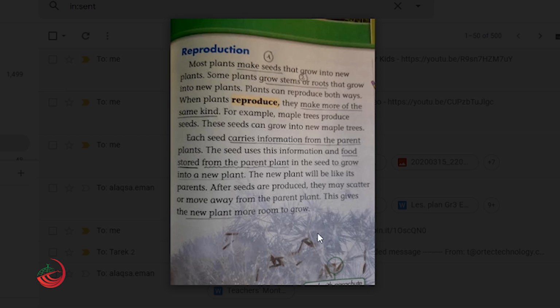Now, look at these seeds and look what is around it. It is called a parachute. What do you think about the real parachute in the air? The parachute helps the people inside it, or the balloon inside it, to go far, to go farther, isn't it? This is exactly what happens to the seed. The parachute here helps the seed to go away from the parent plant, so it will have room to grow easily. All right.